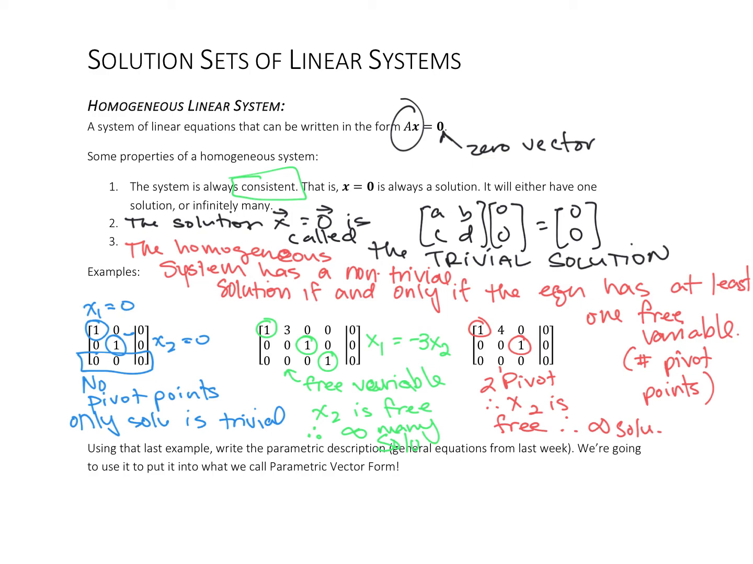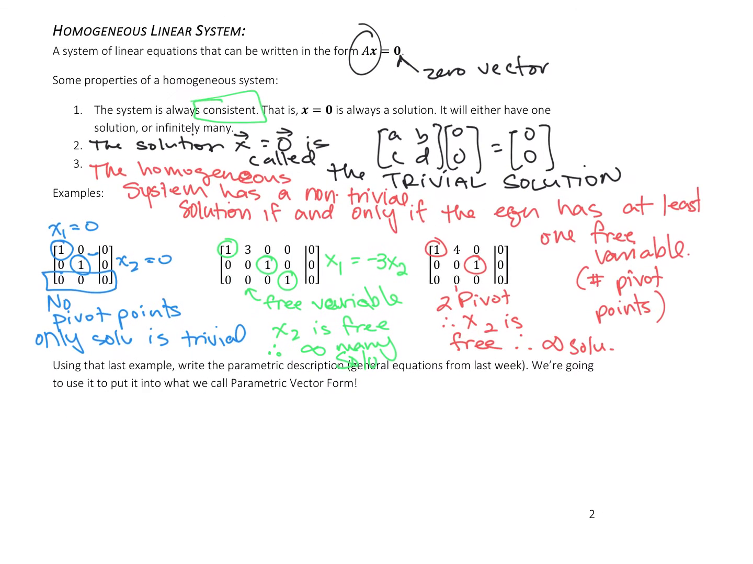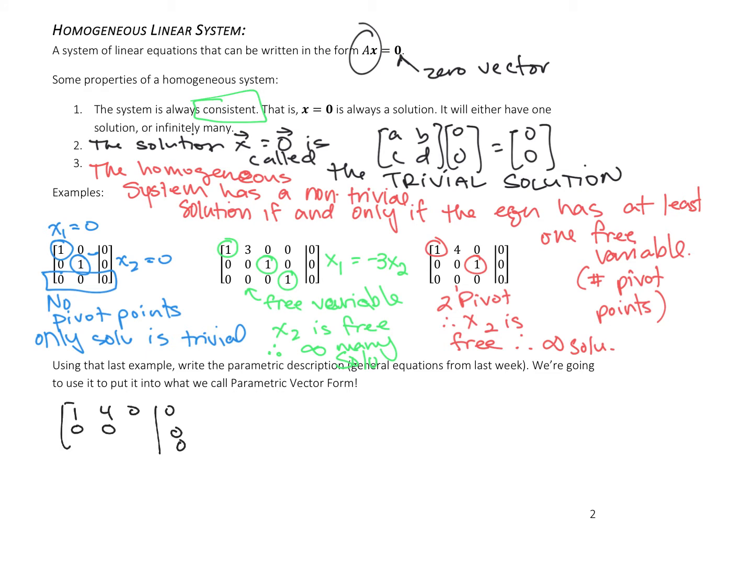Ta-da! So we're going to use this last example here. We're going to use our 1, 4, 0, 0, 0, and 0, 0, 0. And we're going to write this as a general description, right? So we talked about that last week. We can also call it a parametric description, right?